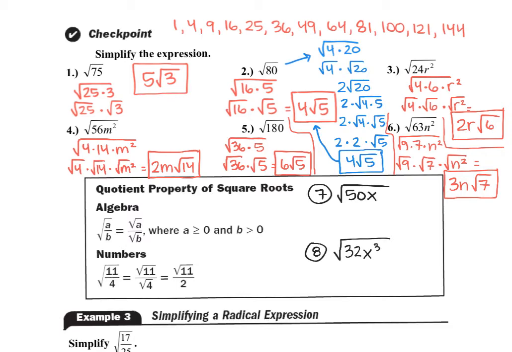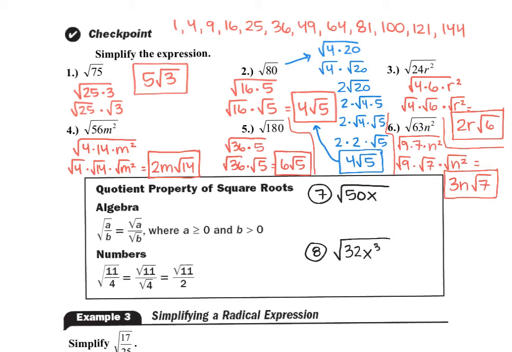Again, on some of these, for example, like number 5, you might not have known right away that 36 went into 180, but the best thing to do is just to go down that list. Do 180 divided by 4, 180 divided by 9, 180 divided by 16, 180 divided by 25, 180 divided by 36 until you find the biggest one that goes into it. And that's why having that list at the top is helpful to you to refer back to.